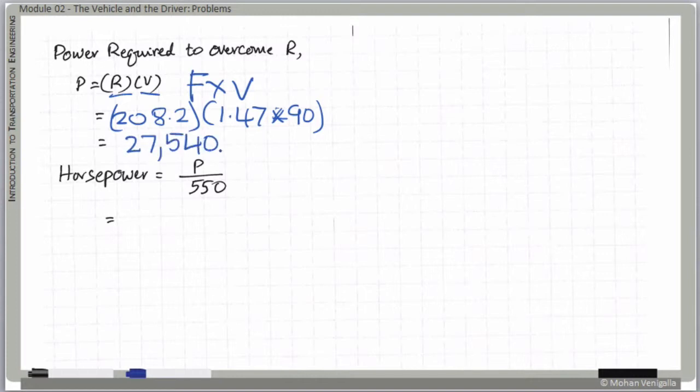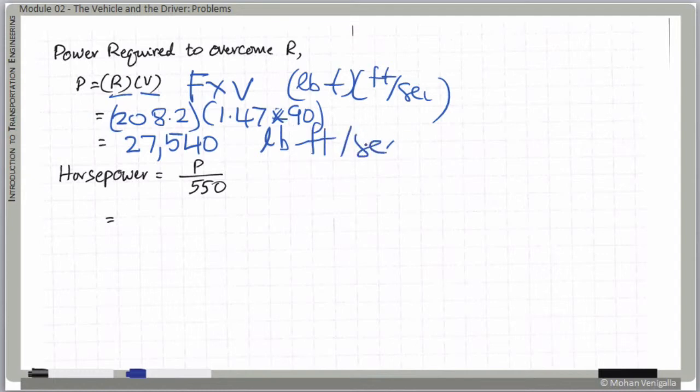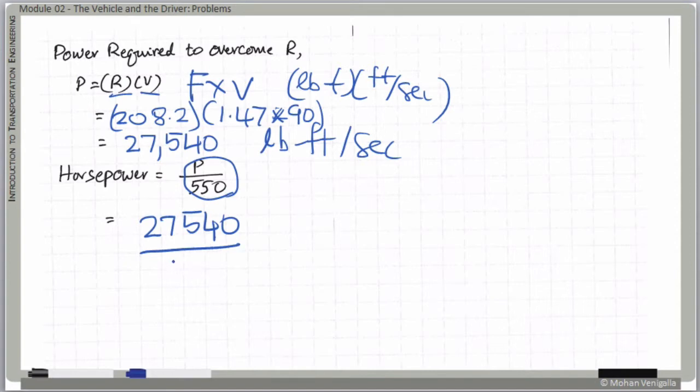And what is the unit of this one here? Let's find out. Force here is lb force multiplied by velocity in feet per second, so this is going to be lb feet per second. And the horsepower equation is given by lb feet per second divided by 550 is the horsepower. So 27,540 divided by 550 will come out to 50.1 HP, and this is going to be your answer.